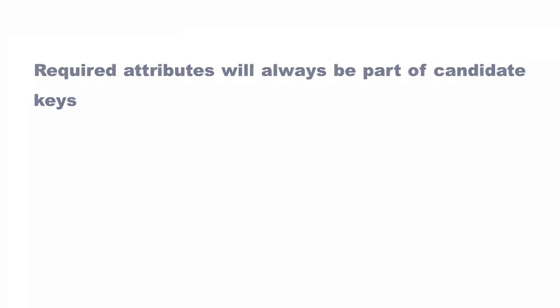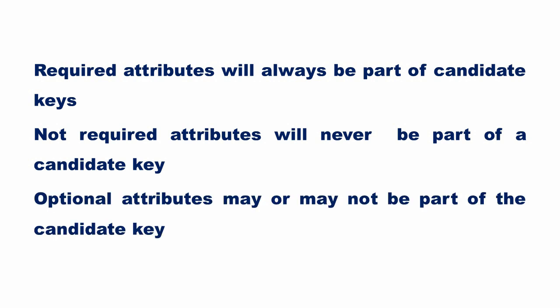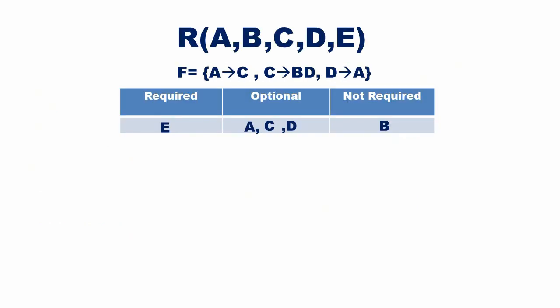Required attributes will always be part of candidate keys. Not required attributes will never be part of a candidate key. Optional attributes may or may not be part of a candidate key. E is the only required attribute, so E is part of all candidate keys. Since E plus contains only E, E cannot be used as a candidate key by itself. Since B is a not required attribute, it won't appear in any candidate key.